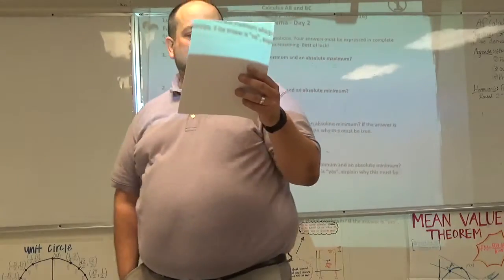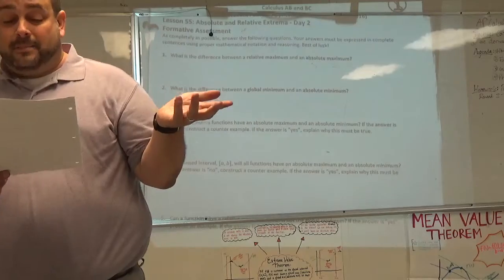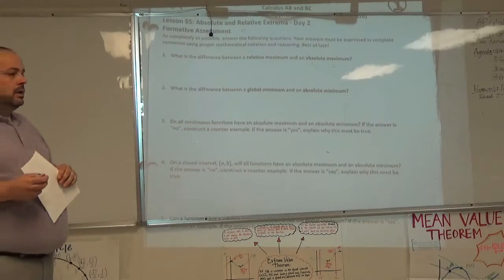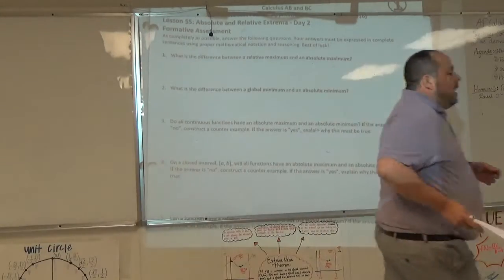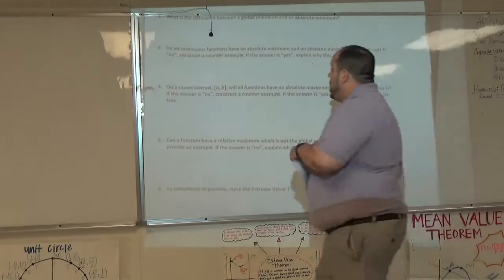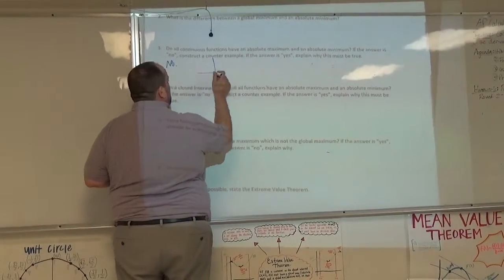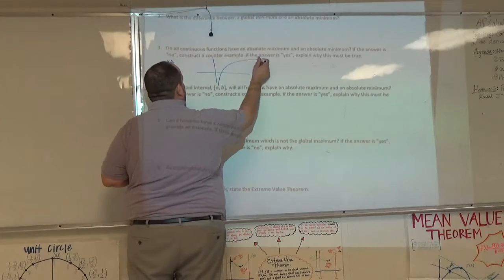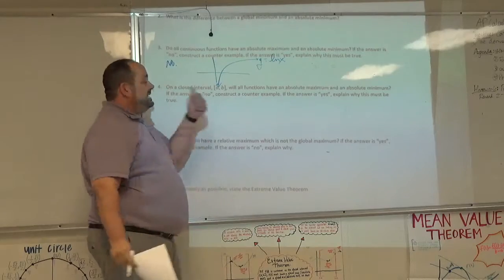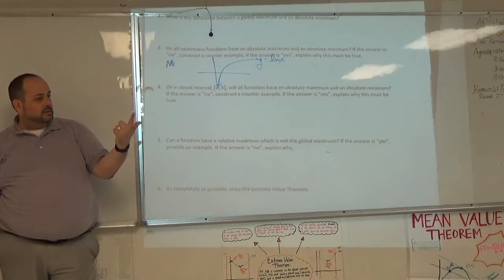All right, number 3, do all continuous functions have an absolute maximum and an absolute minimum? If the answer is no, I need a counterexample. Myra? No, because it has to be on a closed interval. Okay, so I agree with you that the answer to number 3 should be no. For example, the graph of y equals the natural log of x. Is that function continuous? Yes. Absolutely. Is there an absolute max?